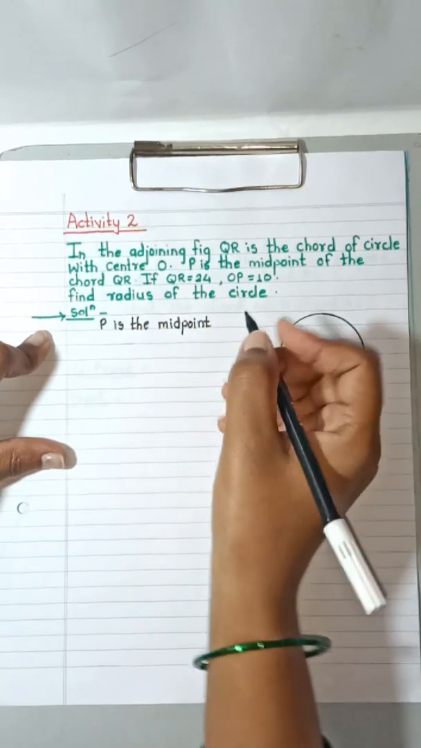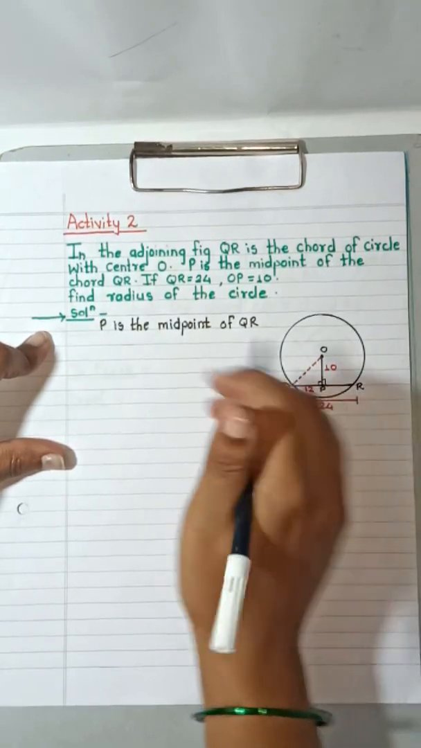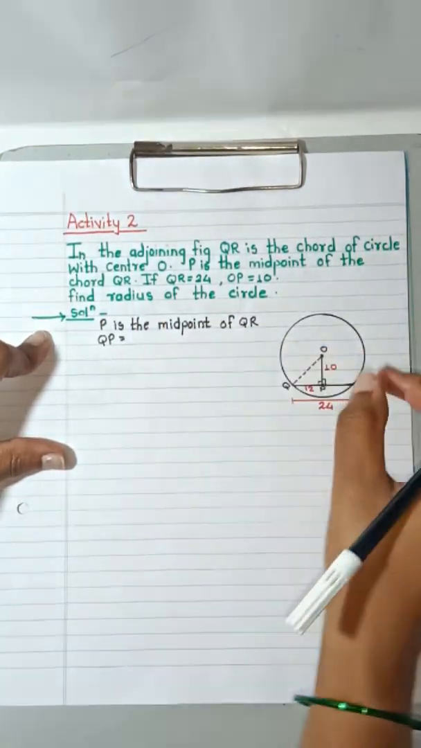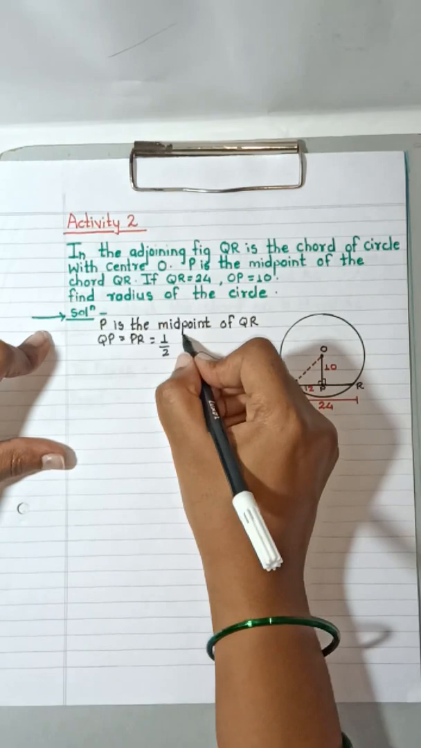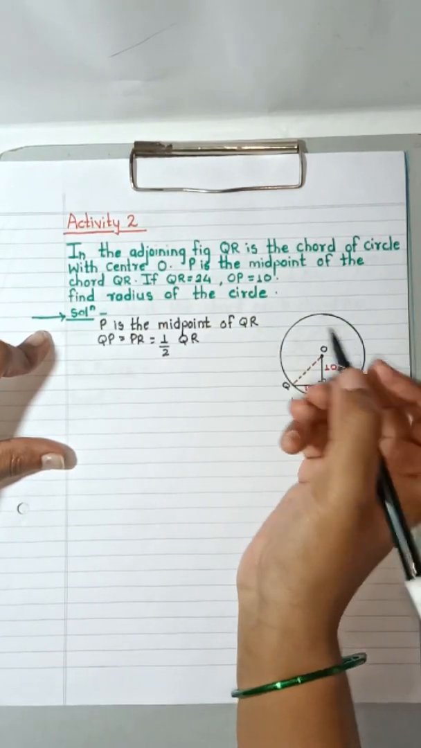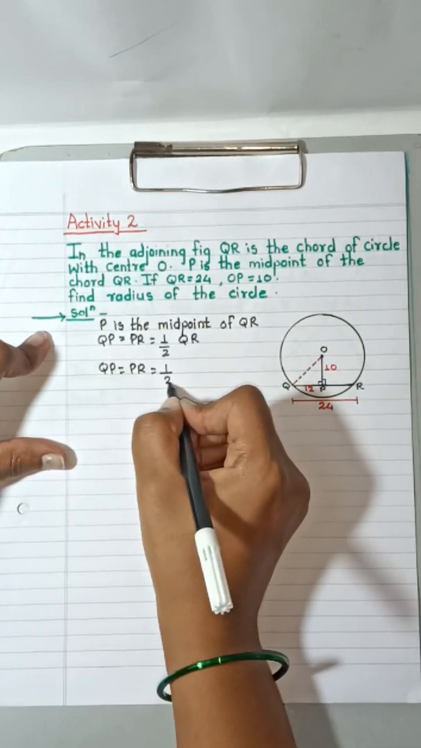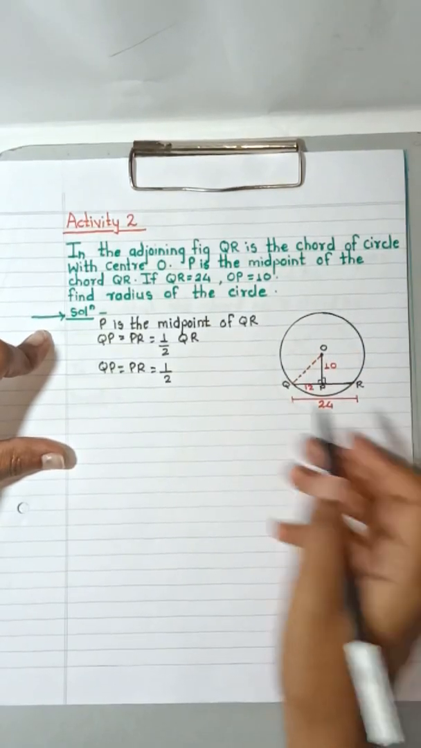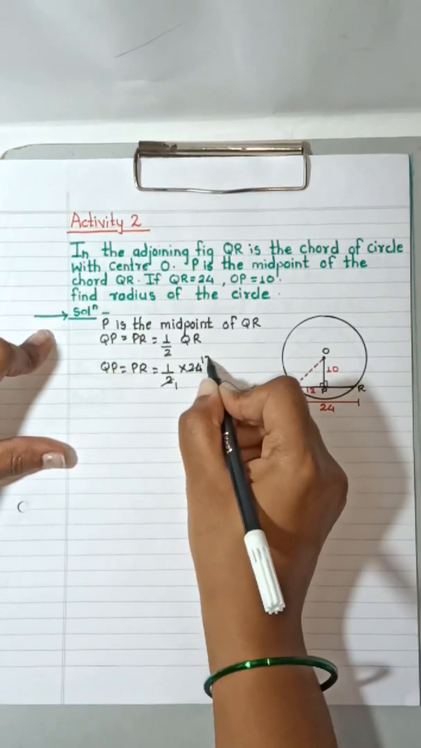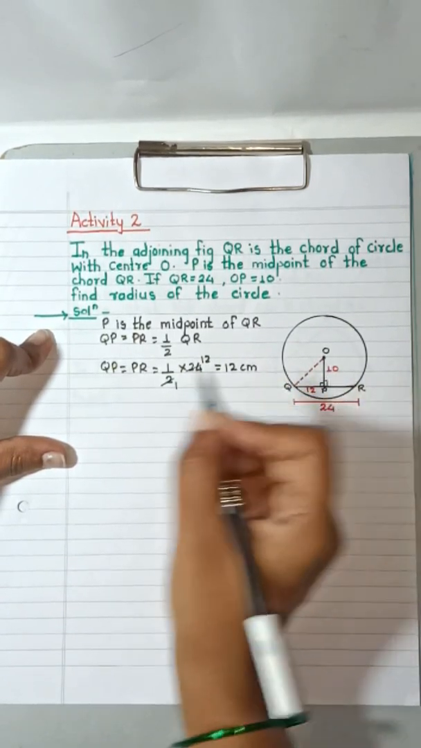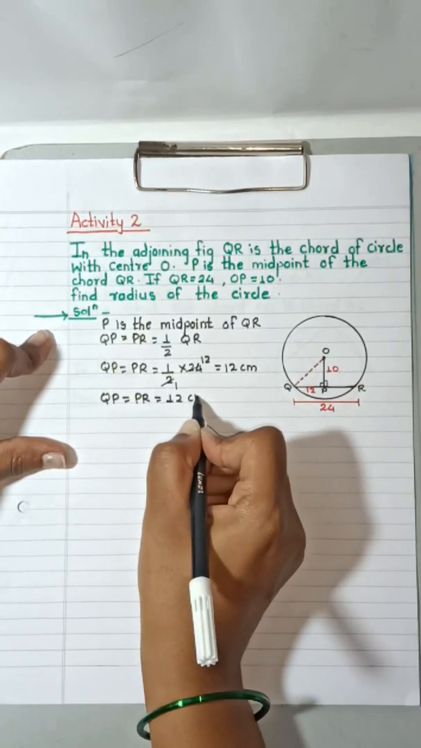P is the midpoint of QR. As it is the midpoint, therefore QP is equal to PR is equal to half of QR. The value of QR is already given to us, that is 24. Half of 24 is 12, that means 12 centimeters. Therefore you can write down here QP is equal to PR is equal to 12 centimeters.